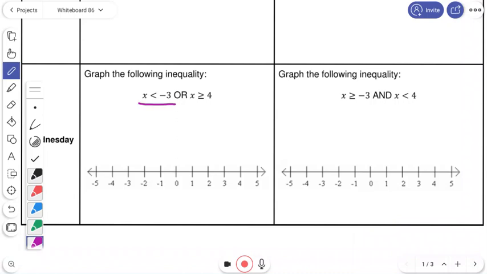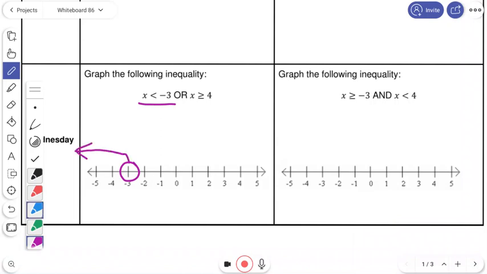I'm going to draw an open circle on my number line at -3 because it doesn't say less than or equal to, it's just less than. So we want to go all the way up to -3 but not include it. And less than, the numbers less than go left on the number line.